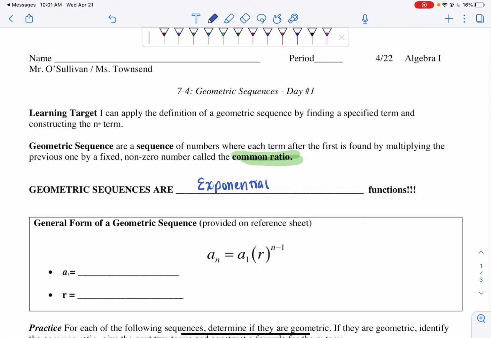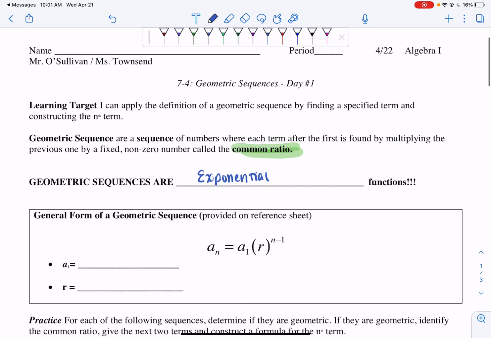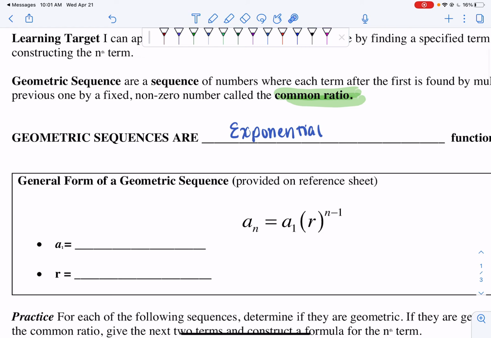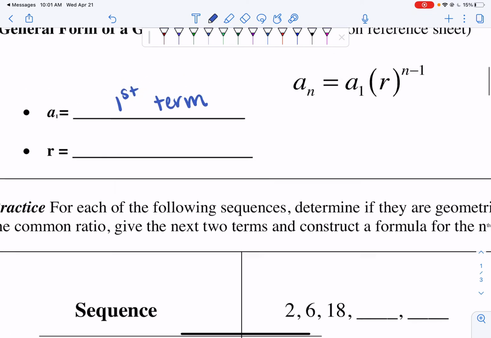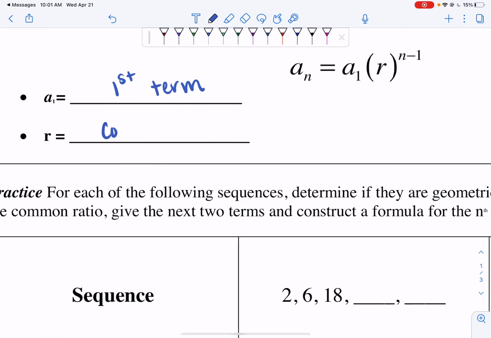So the general form of a geometric sequence is provided on your reference sheet. And this one we're not going to modify like we did with the arithmetic one. We're going to leave it as is. It is a sub n equals a sub 1, or your first term, times r to the n minus 1. So a sub 1 is again your first term, and the r is your common ratio. What you multiply by.